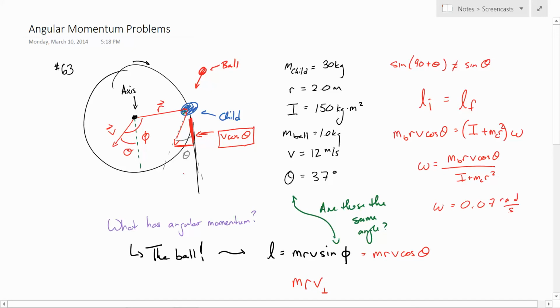So this is just one good example of a situation where you have angular momentum about an axis, as opposed to the more traditional around an axis.